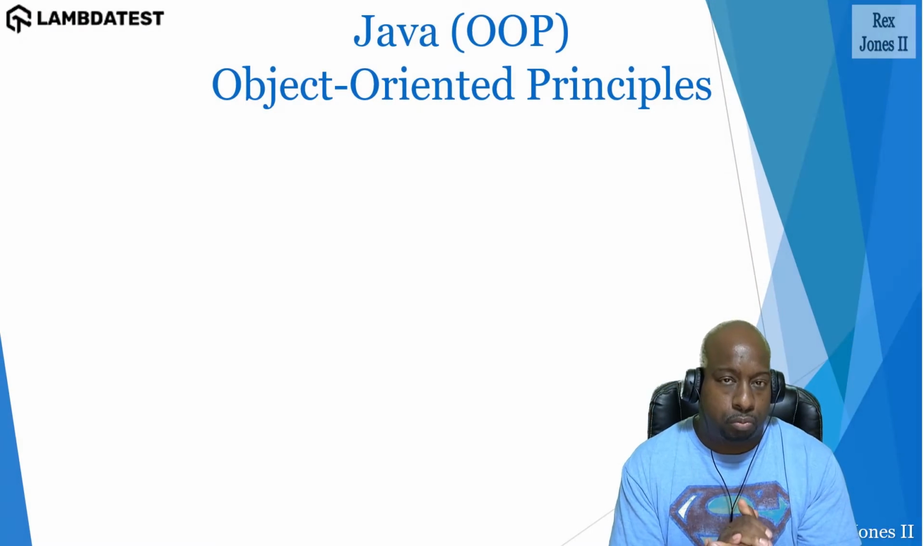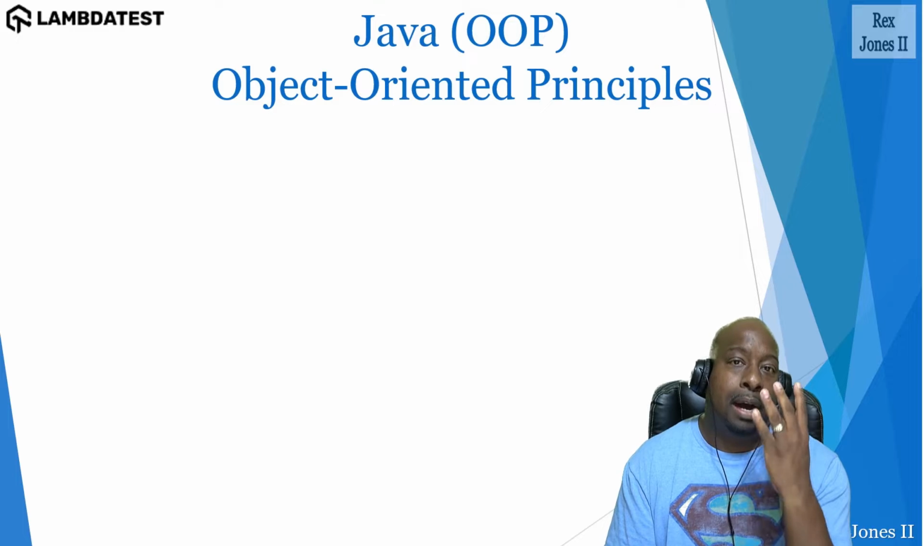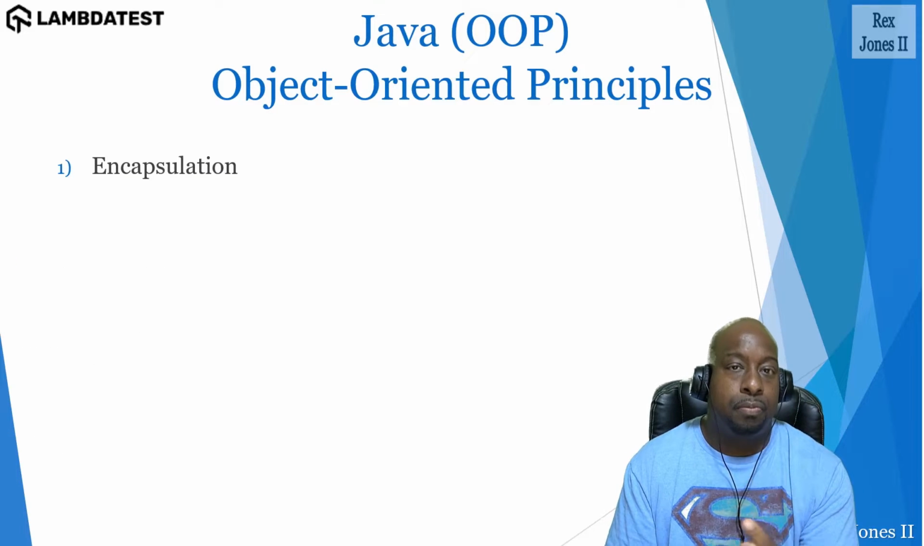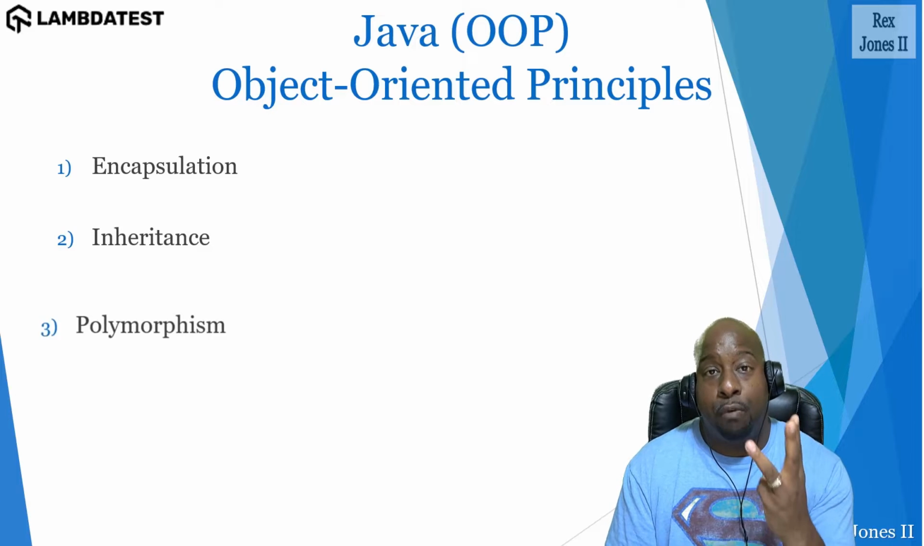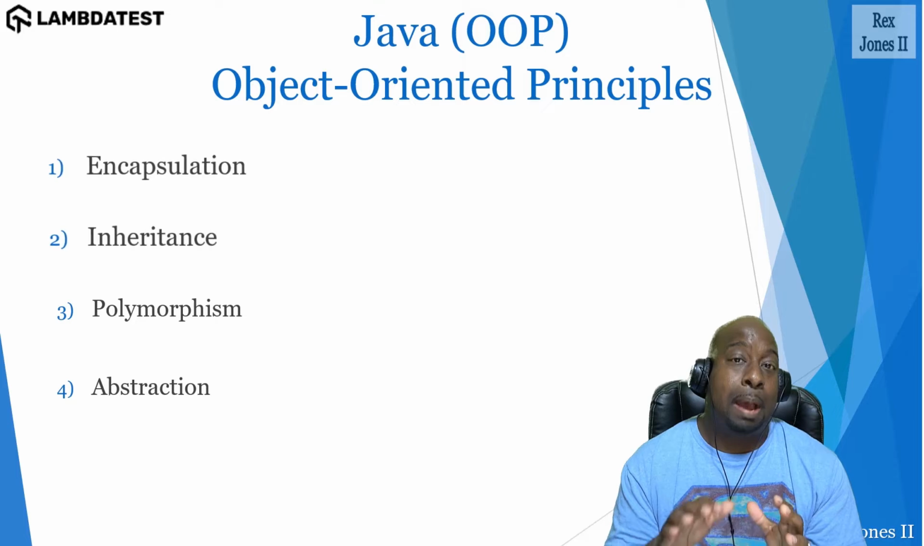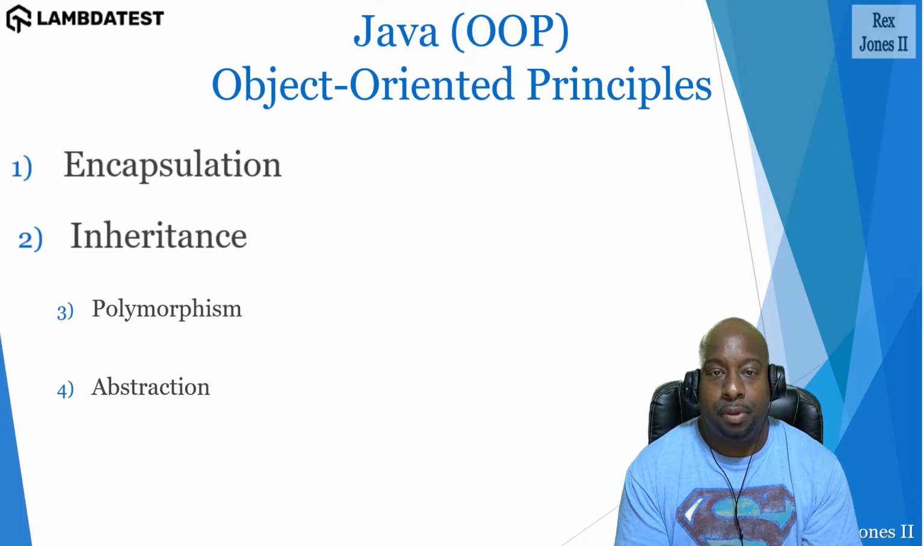In Java, there are 4 object-oriented principles. The principles are encapsulation, inheritance, polymorphism, and abstraction. Our focus will be encapsulation and inheritance.